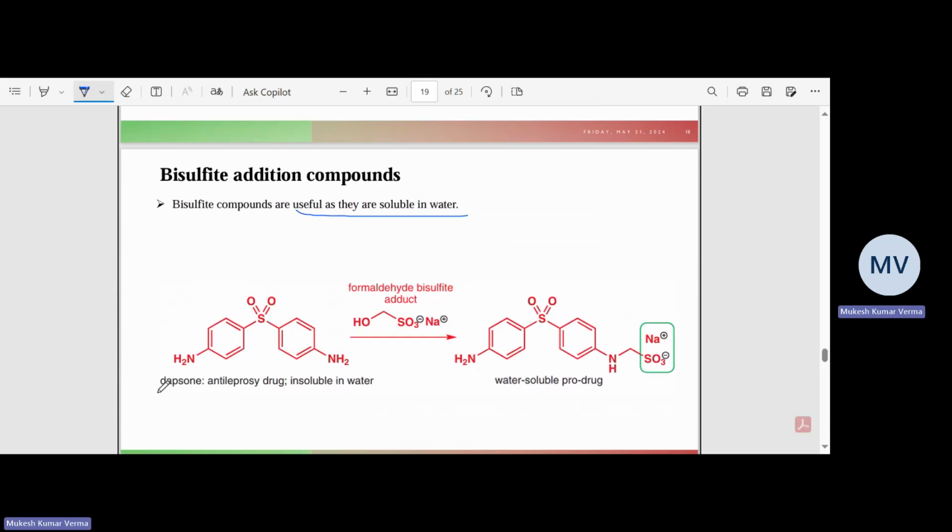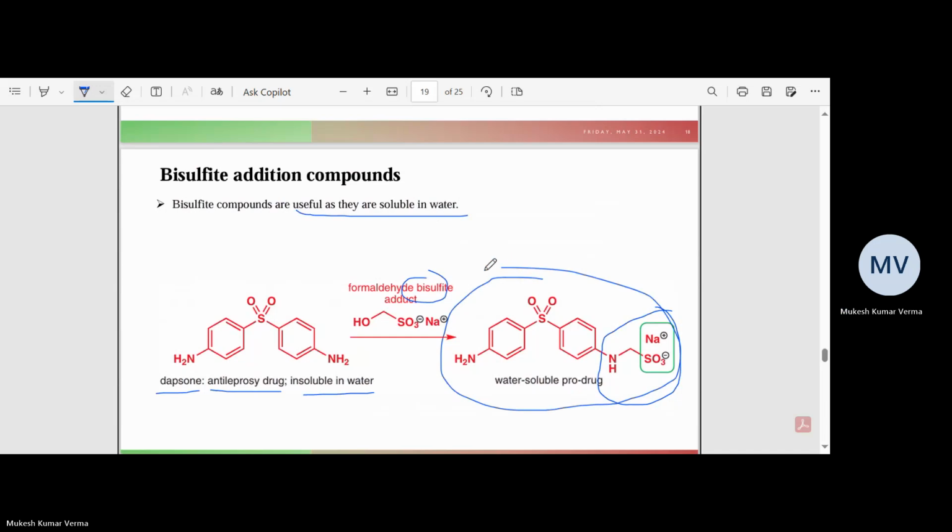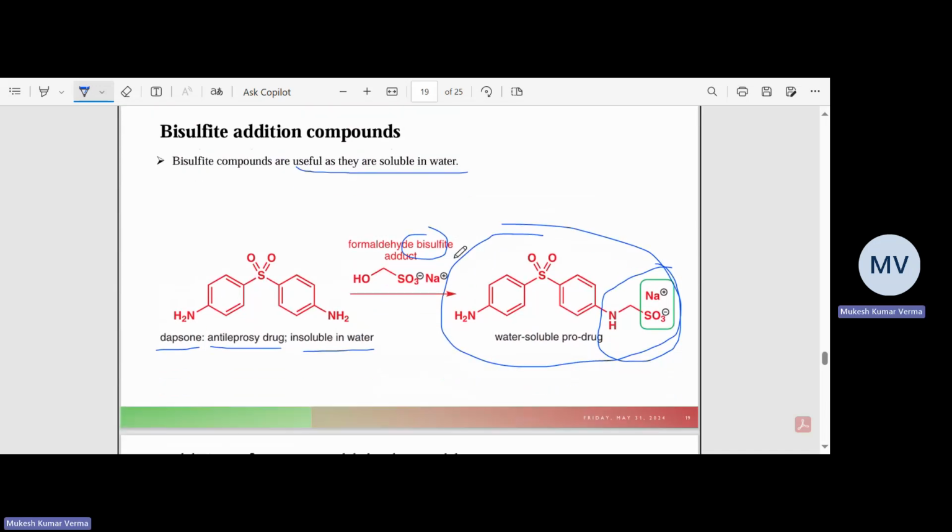There is a medicine, Dapsone, which is an anti-leprosy drug, and which is insoluble in water. But if it is insoluble in water, then it cannot act in the human body properly because it is insoluble in body fluids. By converting this Dapsone into the bisulfite adduct, this bisulfite adduct is water soluble and enters the body very easily.